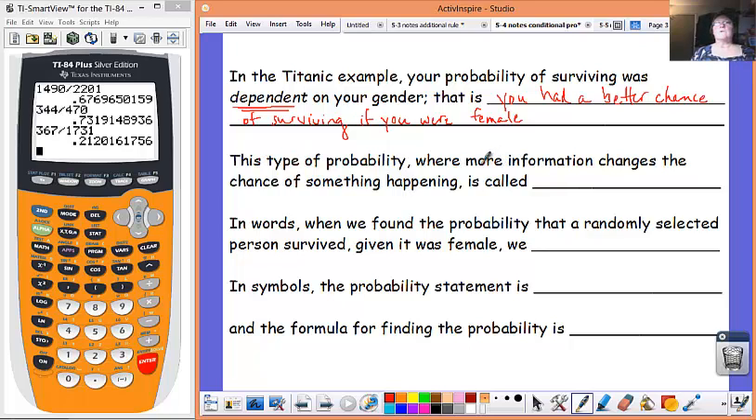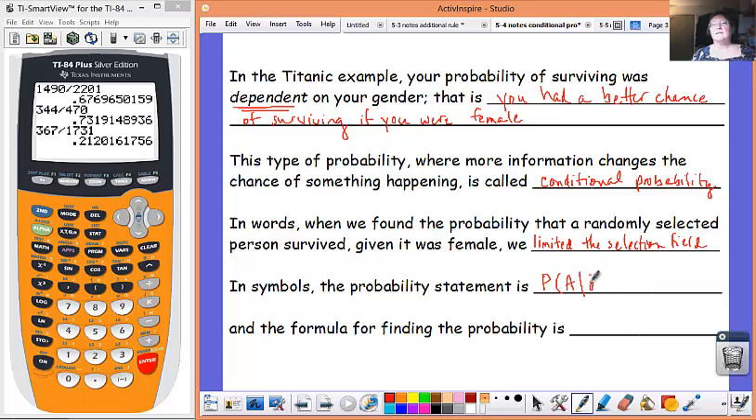This kind of probability, where more information, like being female, changes the chance of something happening, is called a conditional probability. And in words, when we found the probability that a randomly selected person survived given that person was female, we limited the selection field, is what I say a lot of the time. We were choosing from fewer people. We limited the selection field.